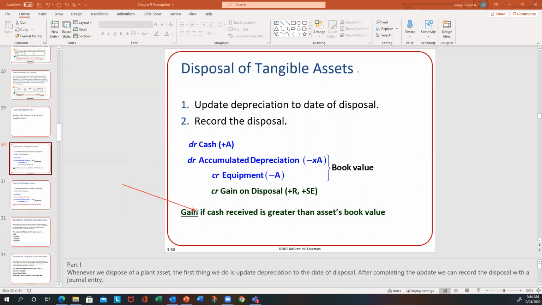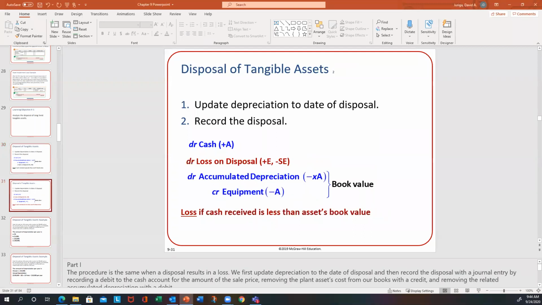and then depending on if it is cash being received, if you get more cash than the book value, you could have a gain. If you get less cash than the book value, then of course you're going to have a loss on the sale. And the next slide just shows you simply that. If, again, just to go down to the last line, a loss would occur if you receive less cash than the book value.